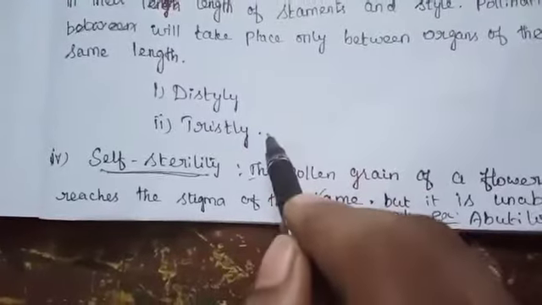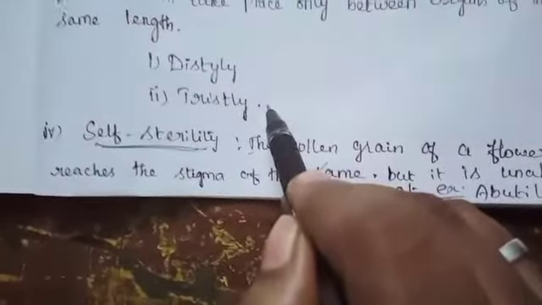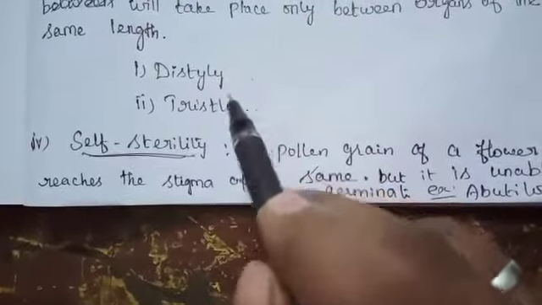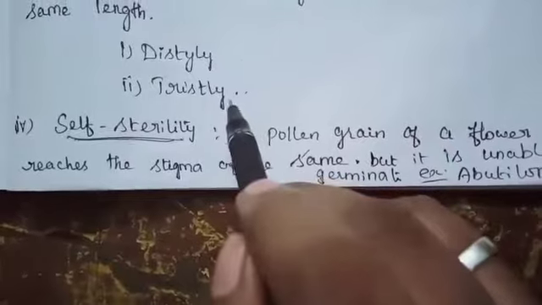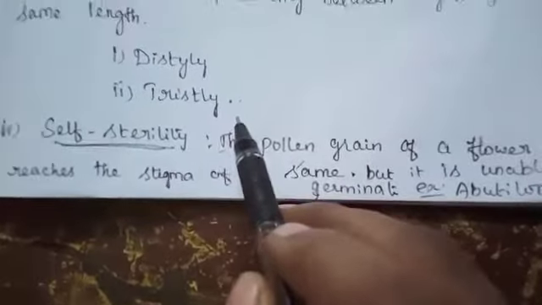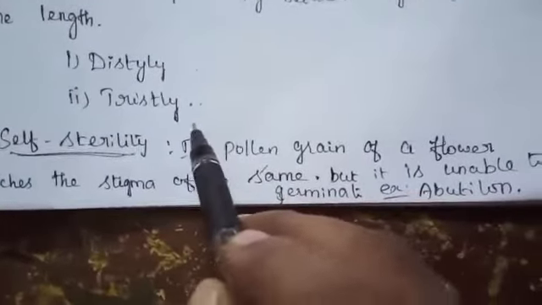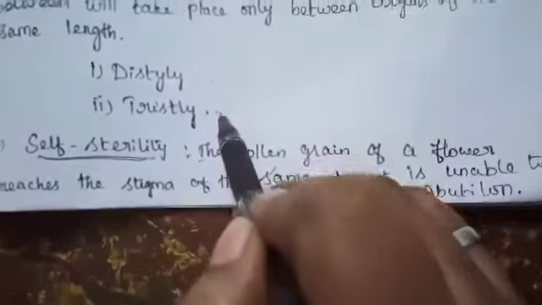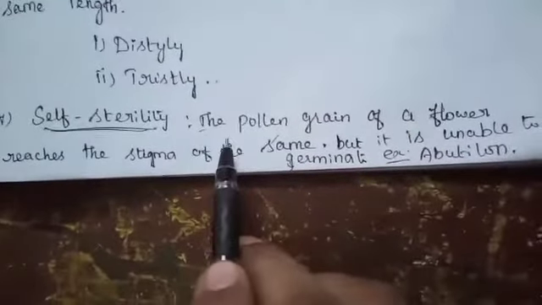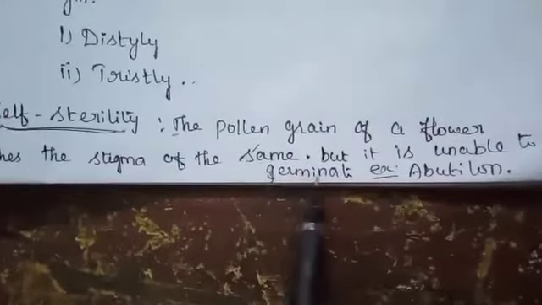Another one is tristyly. Tristylous flowers are also shown in your book. The plant produces 3 kinds of flowers with respect to the length of the style and stamens. Here the pollen from flowers of one type can pollinate only the other 2 types, but not their own type. Example, Lythrum. Next, self-sterility. The pollen grains of a flower reach the stigma of the same flower, but are unable to germinate.